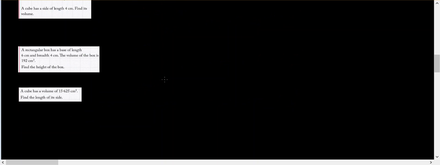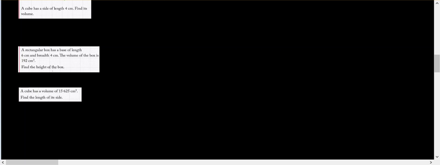So let's look at this one. What we have here is a rectangular box. A rectangular box has a base of length 6 centimeters and breadth 4 centimeters. The volume of the box is 192 cubic centimeters.